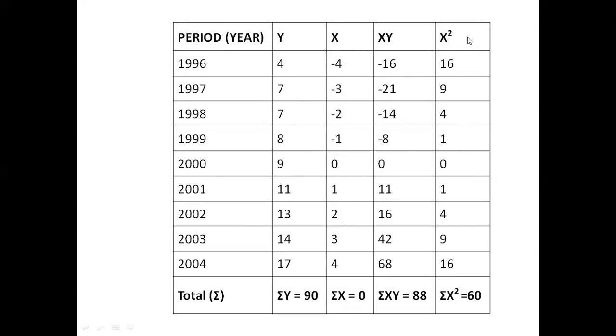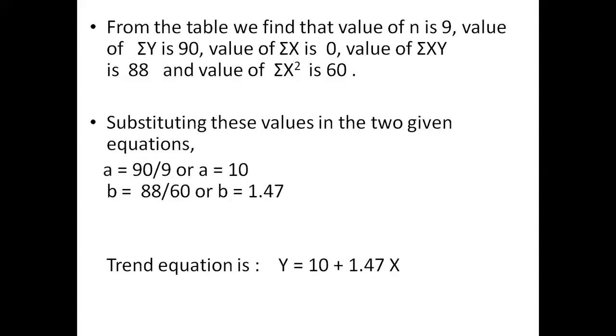X square, here we get the value 4 into 4 16, 3 into 3 9, 2 into 2 4, 1 into 1 1, 0 into 0 0. In that manner we have calculated the value of x square. Again do the summation of each and every element, sigma y, then we have sigma x, then we have sigma xy and sigma x square. The values are there. Simply apply these values in the two equations to get the value of a and b.